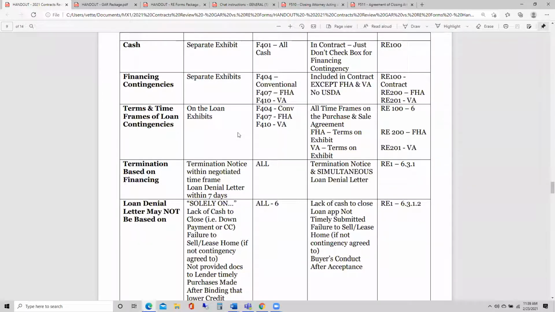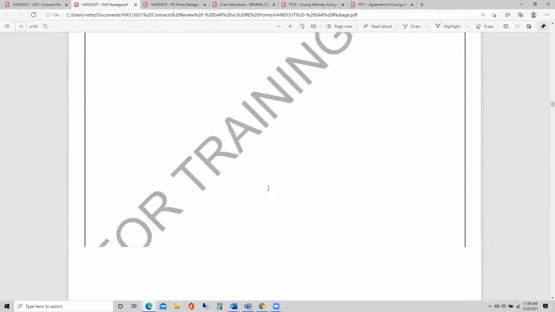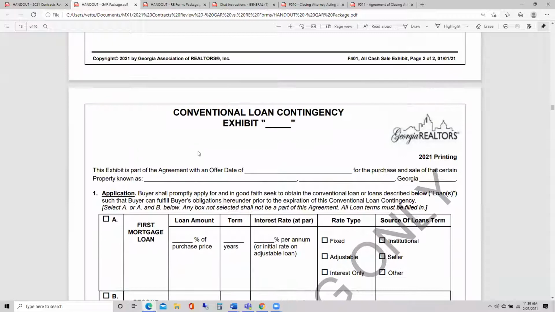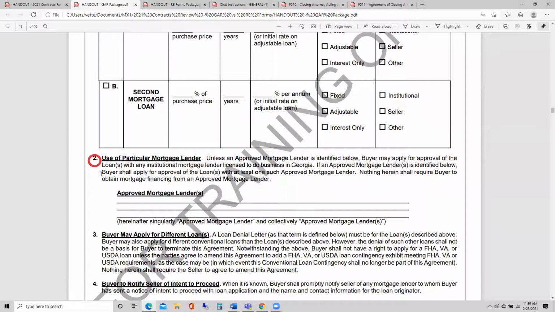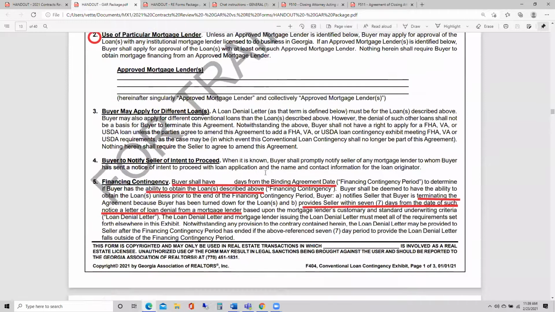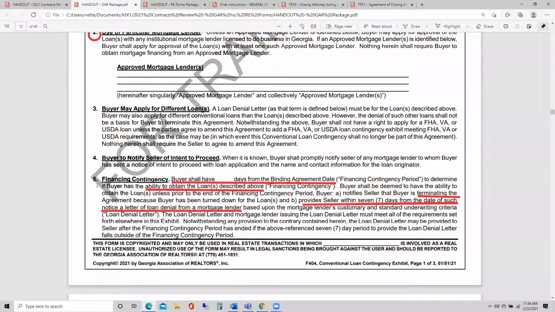Now, what are the terms and timeframes of the loan contingency exhibits? In the GAR contract package, all of that is spelled out on the exhibit itself. So for example, here's the conventional loan contingency exhibit. There are the terms. It has a whole bunch more in here that we cover in the GAR contract dissection class itself. But here's the time frame. Under paragraph 5, financing contingency, buyer shall have X number of days from binding agreement to determine if they have the ability to obtain the loan described above.